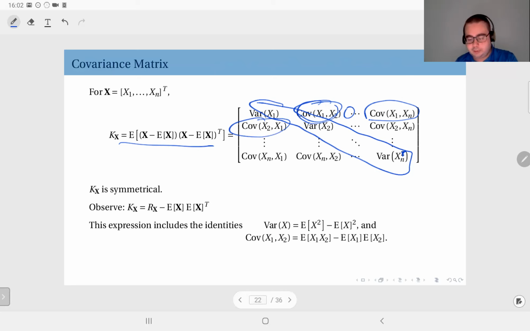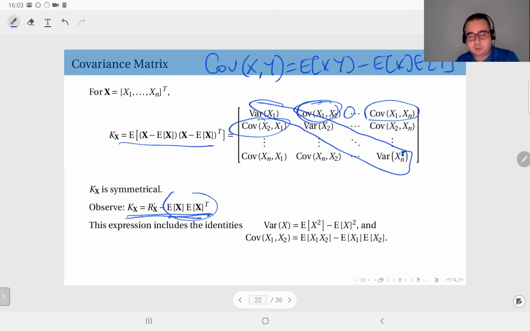Okay. And another observation is this. If you remember, the covariance between x and y was equal to the correlation minus the product of the means. And this is the generalization. The covariance matrix is equal to the correlation matrix minus the mean vector multiplied by itself. But you see, this is what we call an outer product. Well, because the mean vector is a column vector, and its transpose here is a row vector. When you multiply them, you get a matrix.